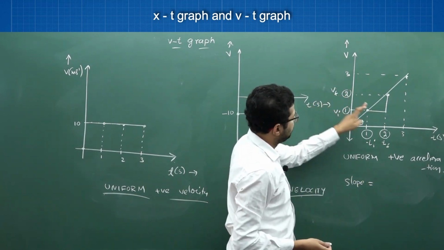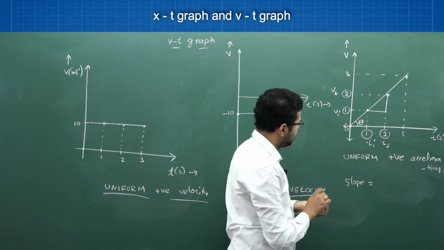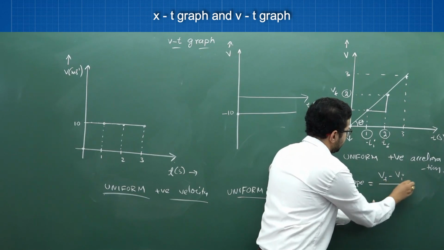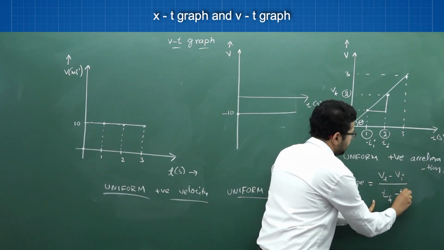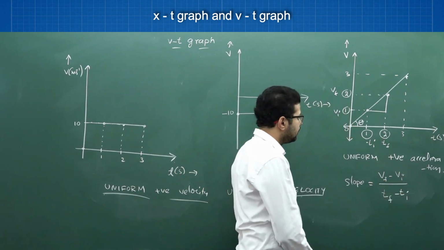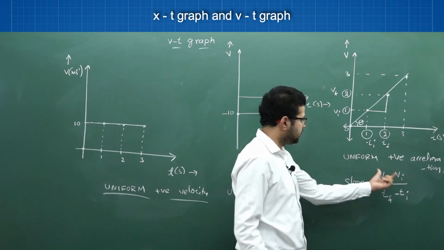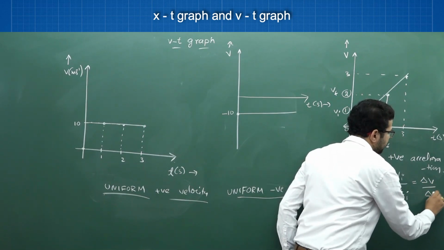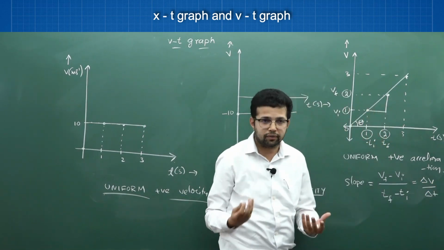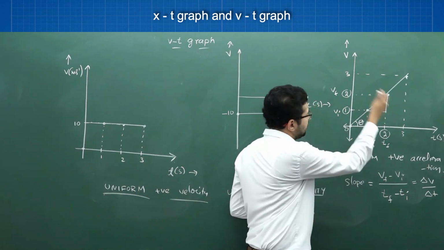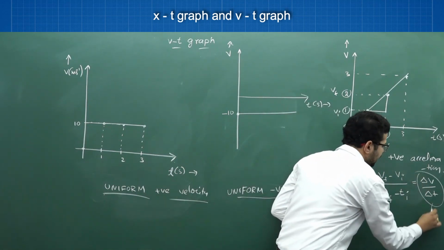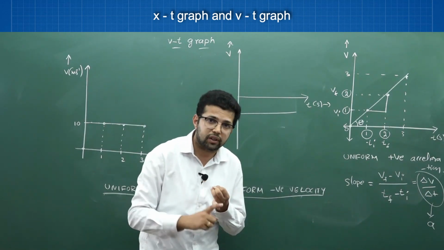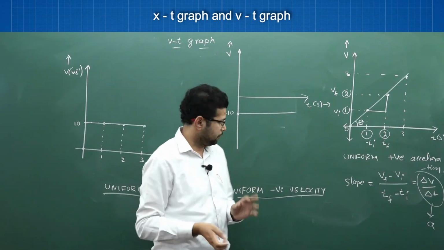y2 minus y1 divided by x2 minus x1, or I can write here Vf minus Vi divided by Tf minus Ti. What is this? Change in velocity divided by time taken. Change in velocity, delta V by delta T. We know that acceleration equals rate of change of velocity. So, slope of VT graph will give you acceleration. Slope of VT graph will give you acceleration. Slope of xt graph will give you velocity.